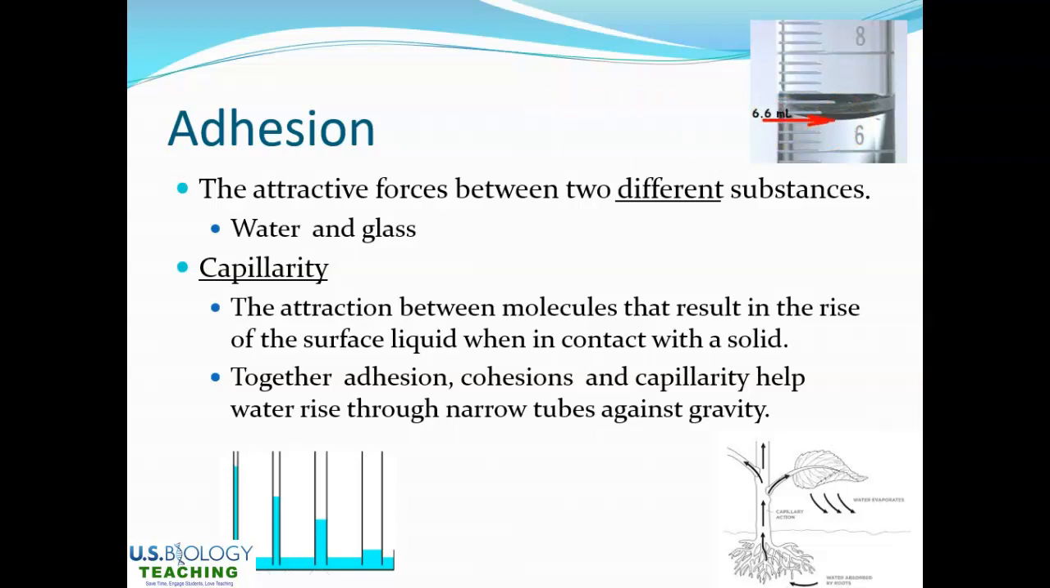Capillarity is another important factor for life, especially for plants, that allows water to be used by the plant as it evaporates up through the leaves, or from the roots out through the leaves through transpiration and capillary action. So capillarity is the attraction between molecules that results in the rise of a liquid's surface when in contact with a solid. Together, adhesion, cohesion, and capillarity help water rise through narrow tubes up against gravity.